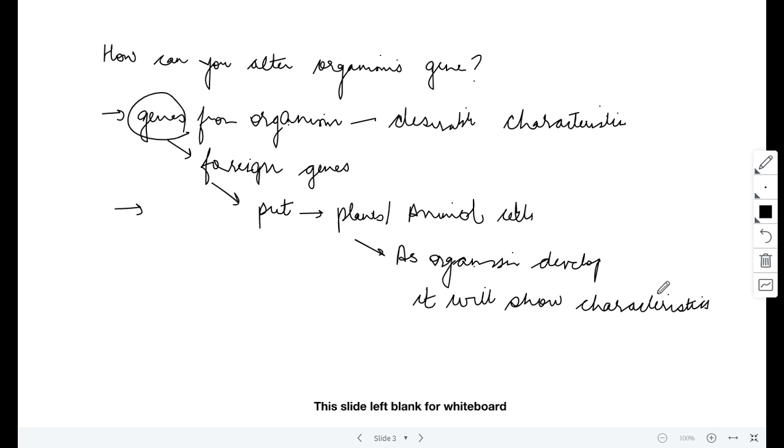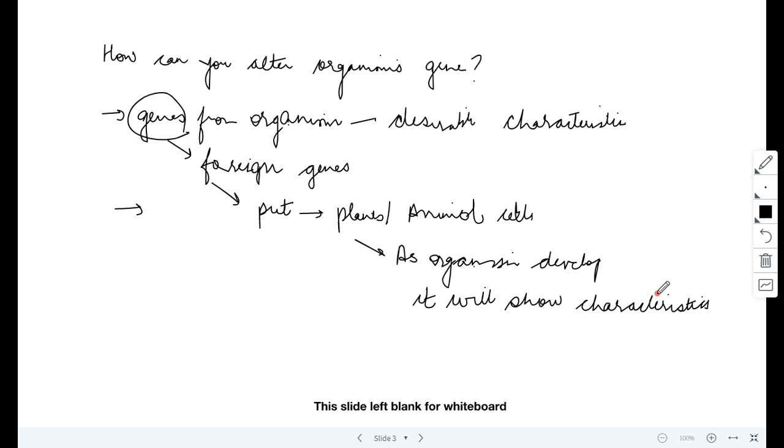So basically, how will you alter the genes? The scientist is going to take the genes from the organism which has the desirable characteristics. Those genes, you call them the foreign genes. You are going to put them into the plant or the animal cells when it is in the early stages of development. Then as the organism develops, it will start showing the characteristics.